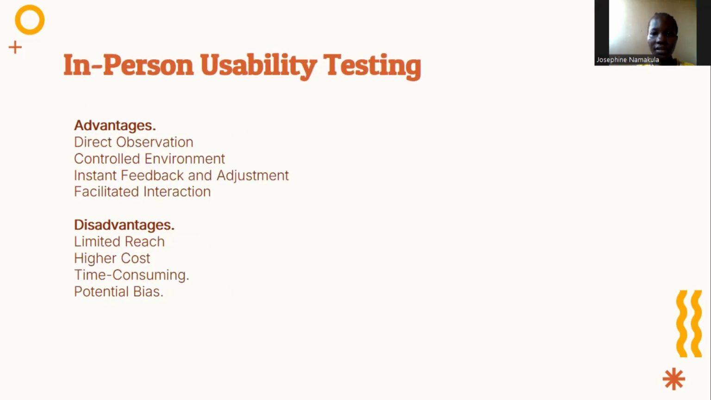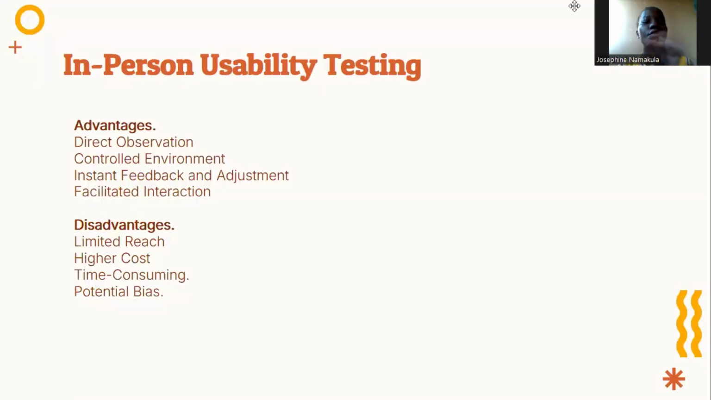So in-person user testing: there is direct observation, there is a controlled environment, since the user and the researcher are in the same environment. There is also instant feedback and adjustment. There is also facilitated interaction. The disadvantages are limited reach, higher cost, and it is time consuming. There are also potential biases.